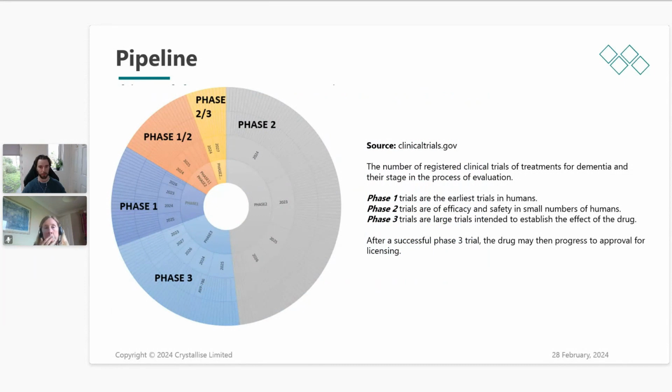Generally speaking, probability of success overall from phase 1 right through to phase 3 is about 10%, and you can expect from phase 1 down to approval can take upwards of 15 years or so. So you can get a feel for what the pipeline looks like, and phase 1 and phase 2 look a little bit light for dementia, so we might see a slowdown in the longer term for these particular phases as well.